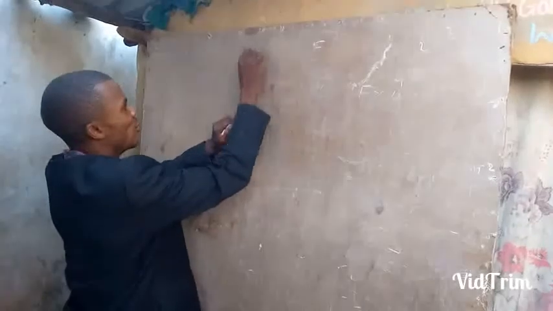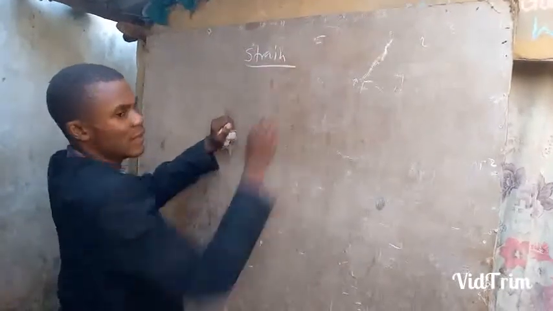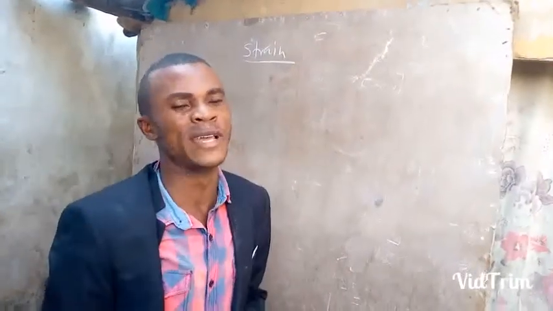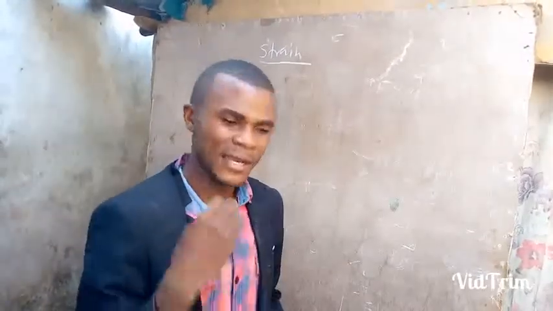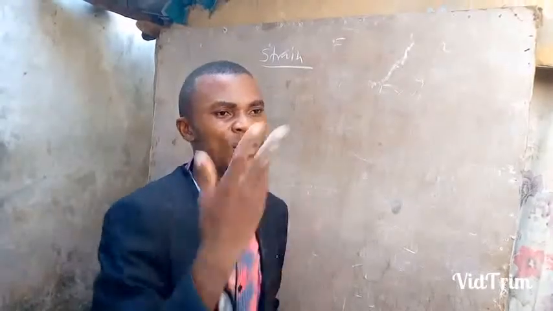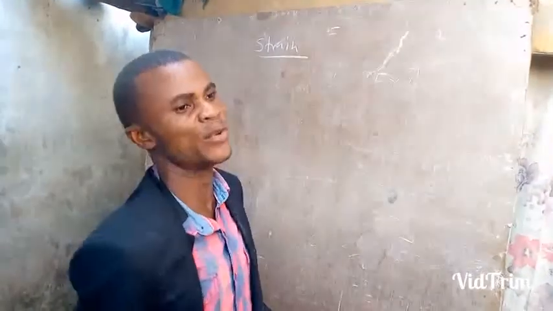That is the strain of the material. The strain of the material is the ratio of the extension to the original length. Again, the word ratio is used here. That means we are going to divide the extension by the original length.